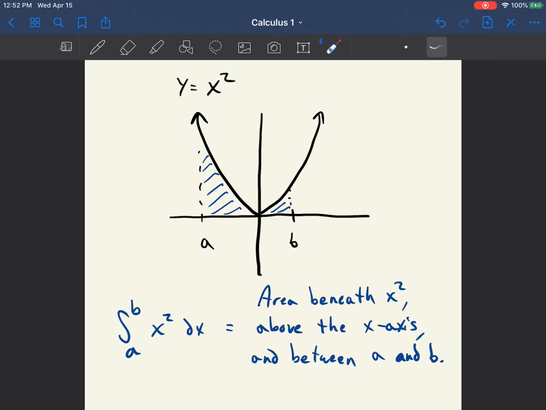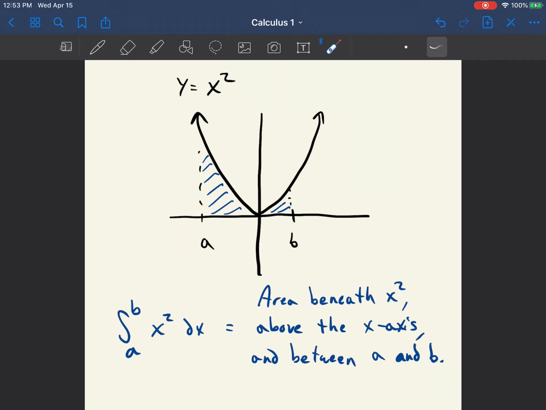Notice it says area beneath x squared, between a and b, but it does also say above the x-axis, okay? So integrals can actually tell whether or not a function is above or below the x-axis, right? If you're looking at a function that's completely above the x-axis, like we have here, then the integral is just going to tell you exactly the area between the x-axis, the graph of the function, and the boundaries that you have set, right?